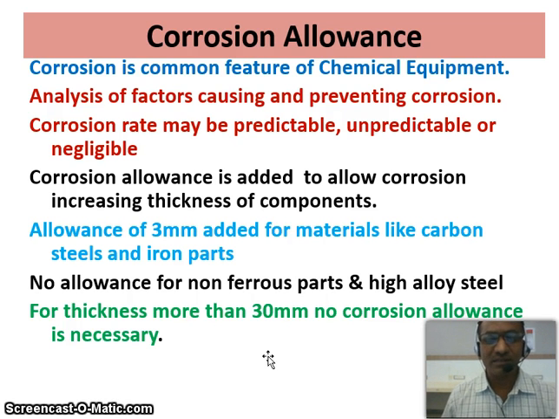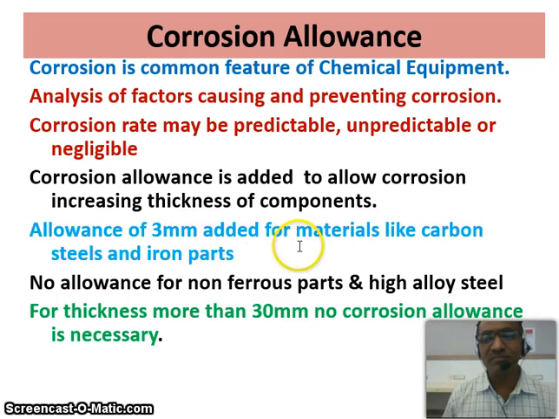As all of you know, the equipments are required to be operated in different operating conditions, and corrosion is a common feature of all these equipments. You are required to analyze the factors causing and preventing the corrosion in these equipments, wherein you may find that corrosion rates in the equipment may be predictable, unpredictable, or negligible. Corrosion allowance is required to be added, increasing the thickness of the components, which takes care of corrosion of these materials and ensures the design life of the equipment.